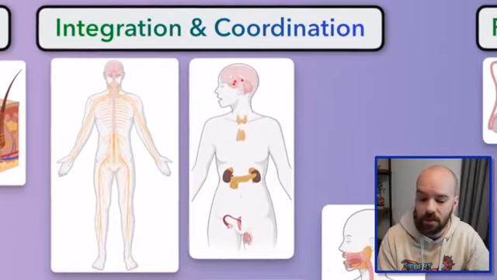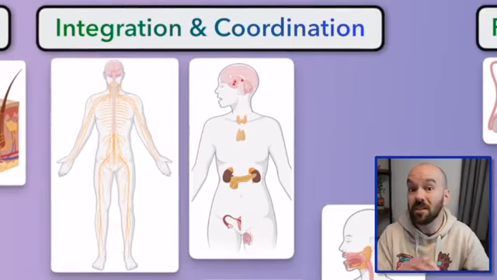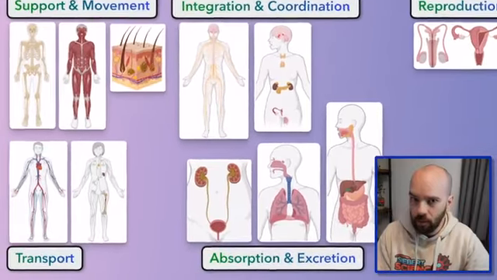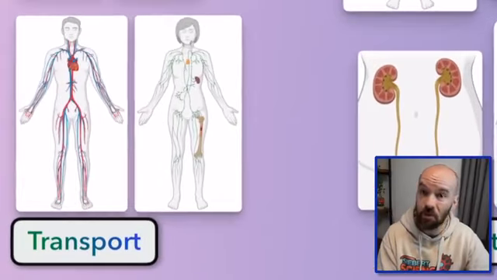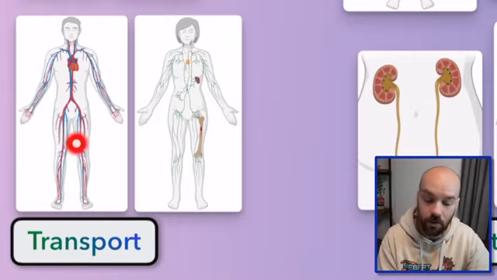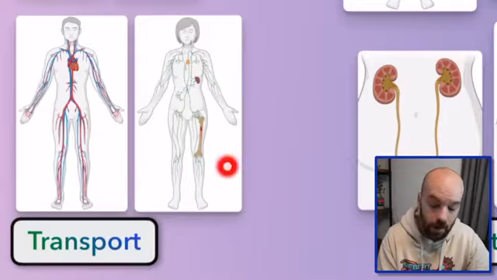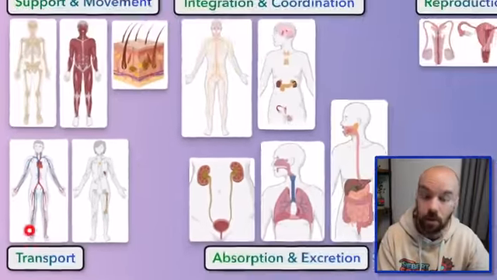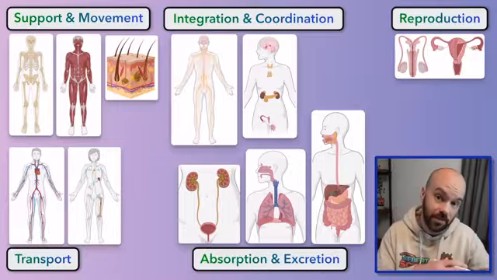Then we're going to look at the systems that deal with integration and coordination, basically controlling all of the other systems. So that would include the nervous and endocrine. Then we'll look at two systems involved with transport, so moving substances around inside of the body. So that's going to be your cardiovascular system throughout your bloodstream, as well as the lymphatic system. That also includes the immune system as well. But those are going to be transporting water and other substances throughout the body.